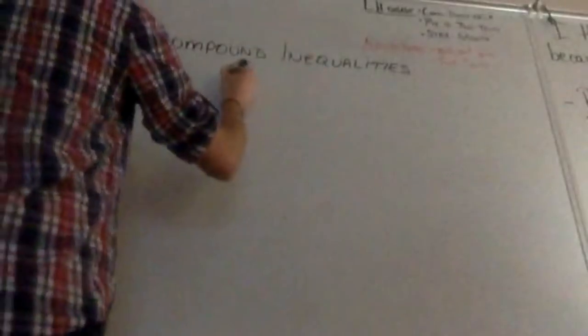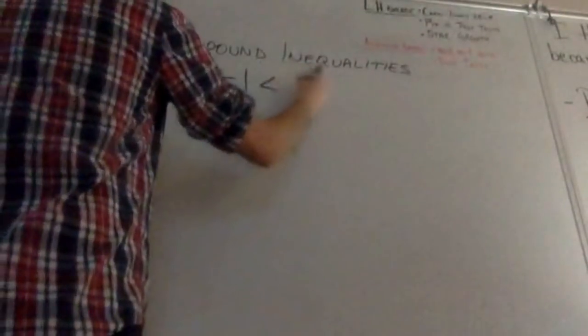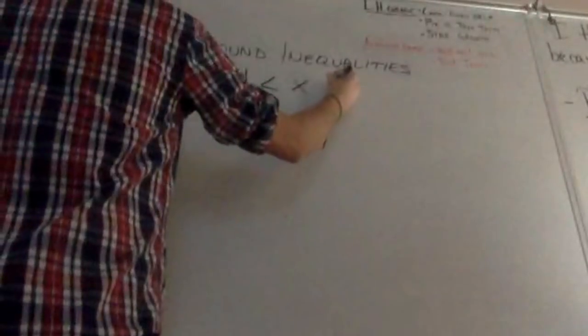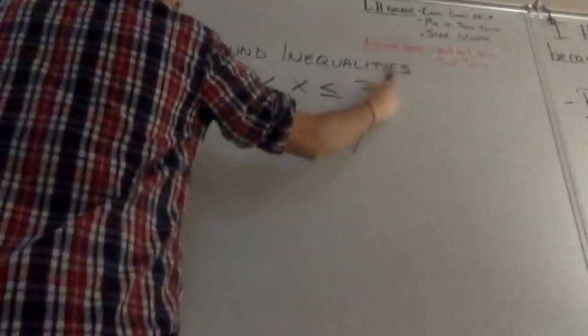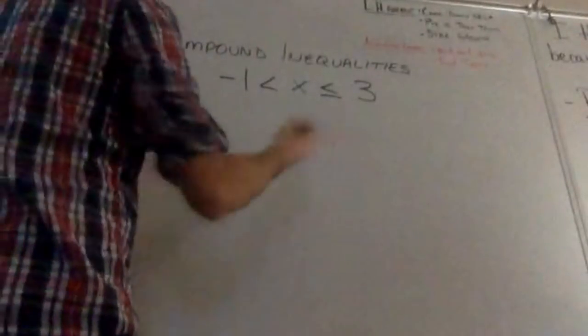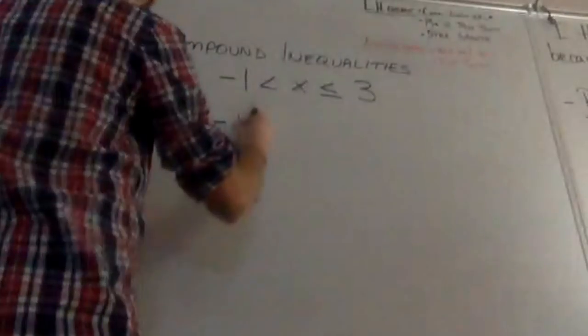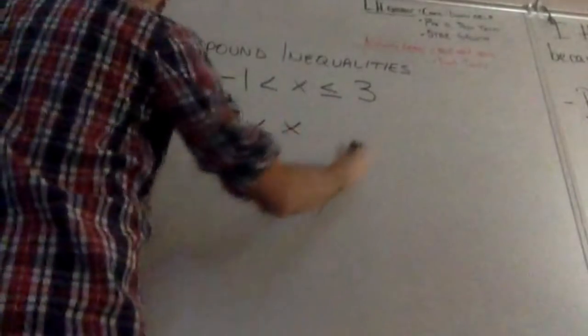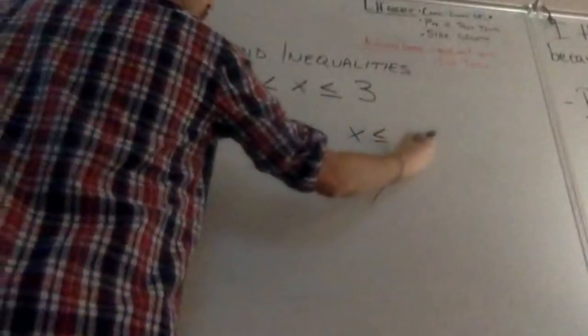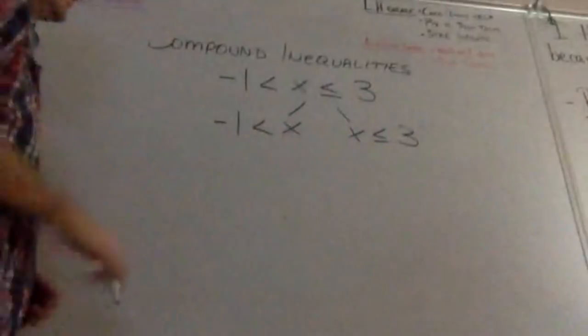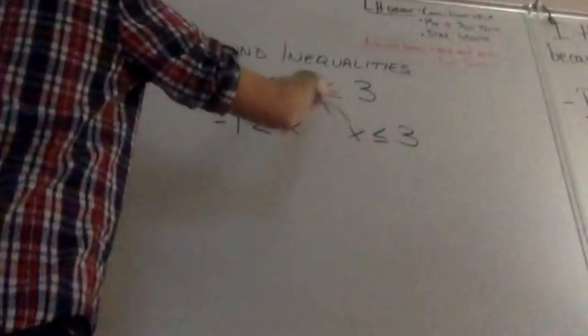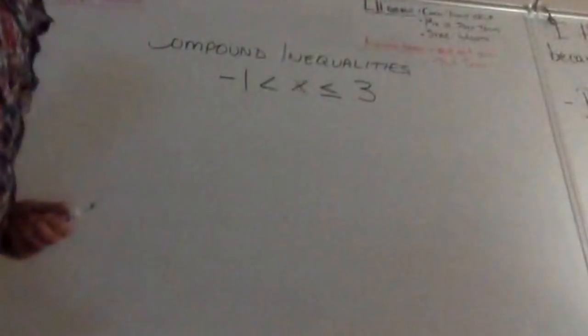So for example, I have -1 is less than x, which is also less than or equal to 3. We can write this out as two separate things. We have -1 is less than x. We also have x is less than or equal to 3. So we took these two inequalities and just turned them into one. We combined them together. That makes it a lot simpler than writing out two. And this happens in a few real world examples.